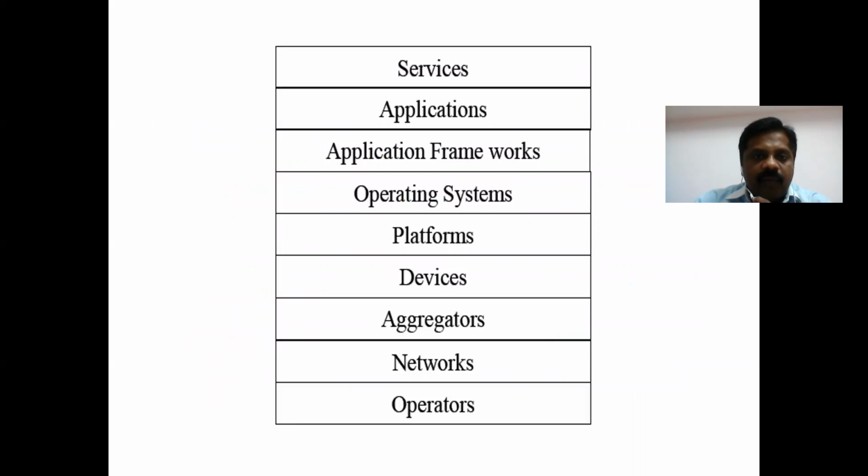This is a diagram for the mobile ecosystem: services, application framework, operating system, platform, devices, aggregators, networks, and operators. So these are all the mobile ecosystem.